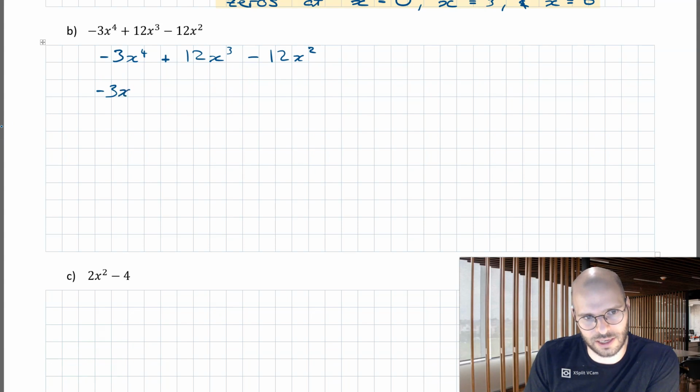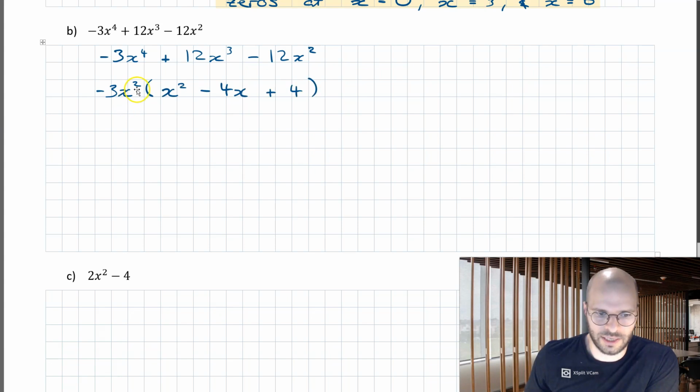So we'll factorize out minus 3x squared. This will give us minus 3x squared times, in brackets, x squared minus 4x plus 4. Now, next thing you're going to see is that we've got an expression that looks special. Inside here we have the trinomial expression where it is a perfect square.